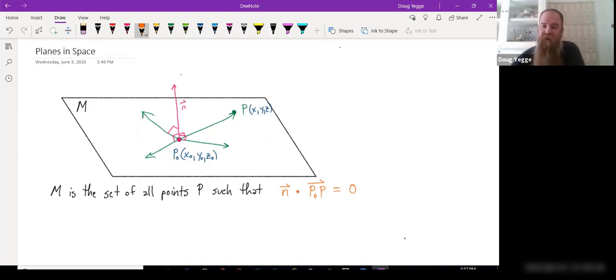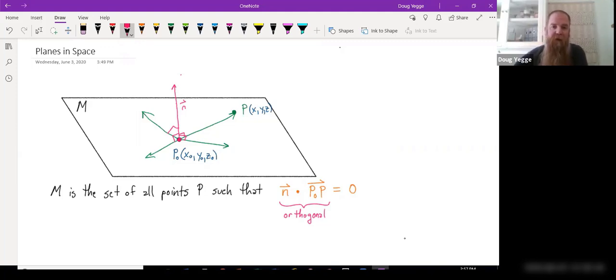If you don't remember about dot products, that might be a little peculiar, but what does it mean for n dot P0P to equal 0? Anytime the dot product is equal to 0, it tells us that the 2 vectors are orthogonal. So what that's telling us is that I must have a plane if the vector sticking out of the plane is orthogonal to every vector that extends from P0 to any point in the plane. And so really all we have to do is calculate the dot product between these two vectors.